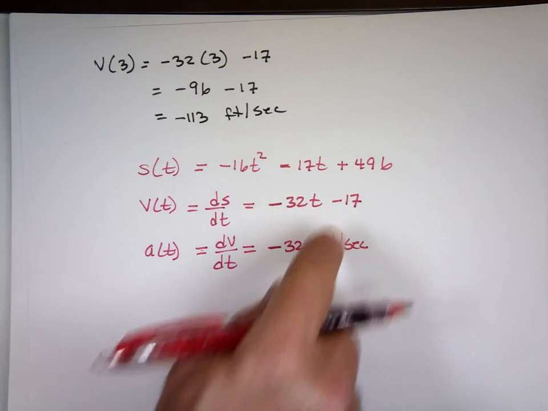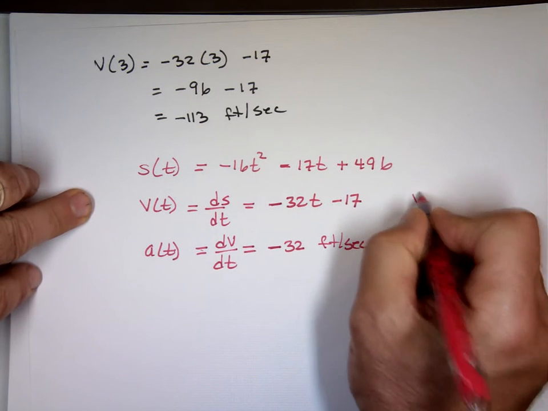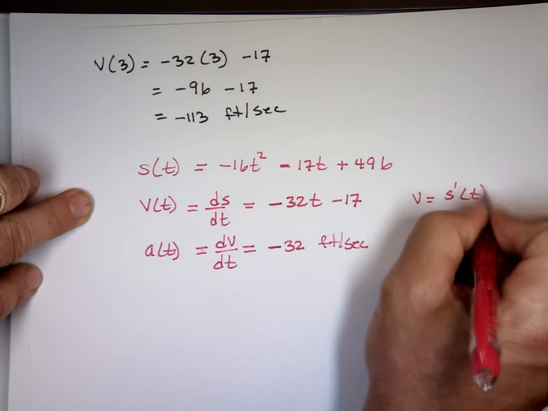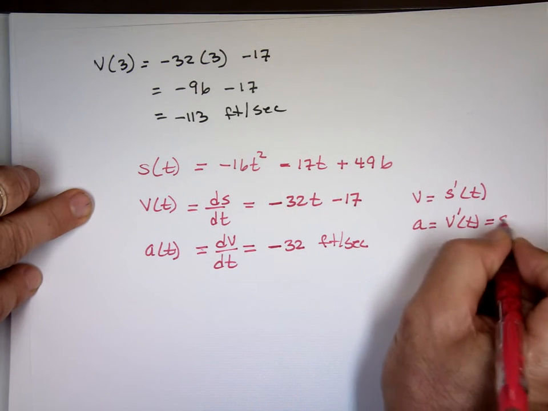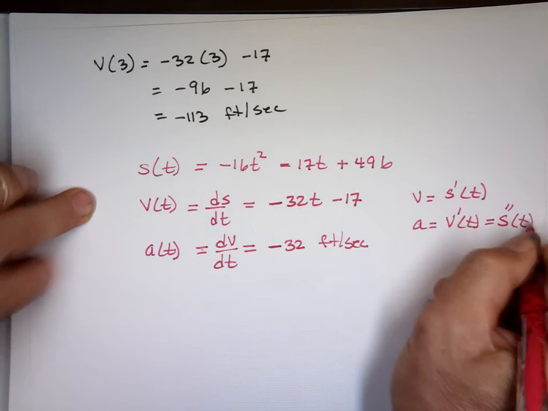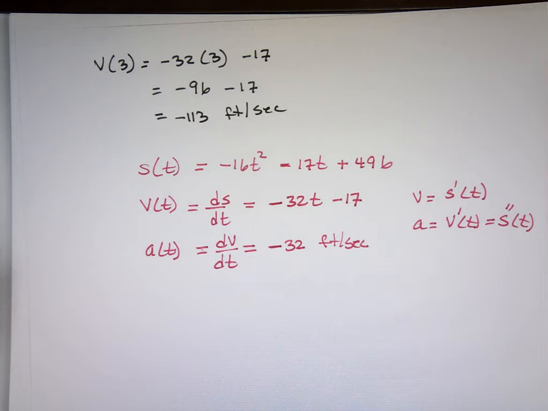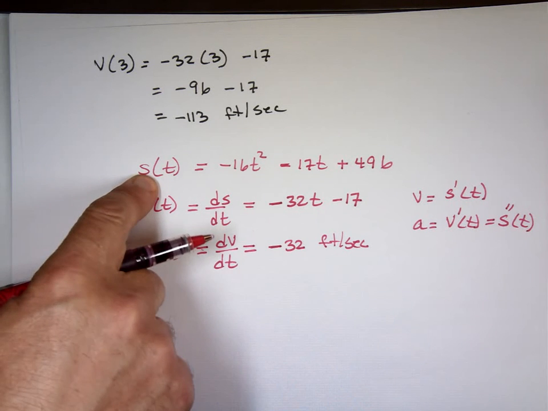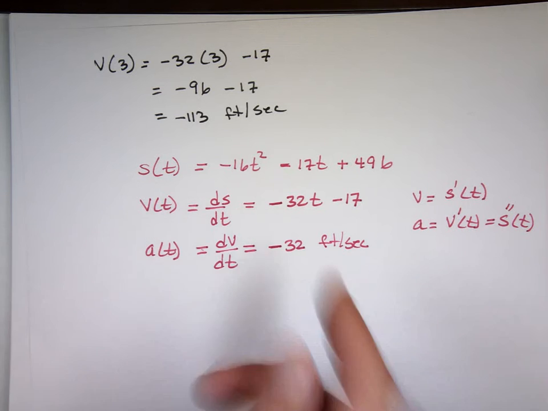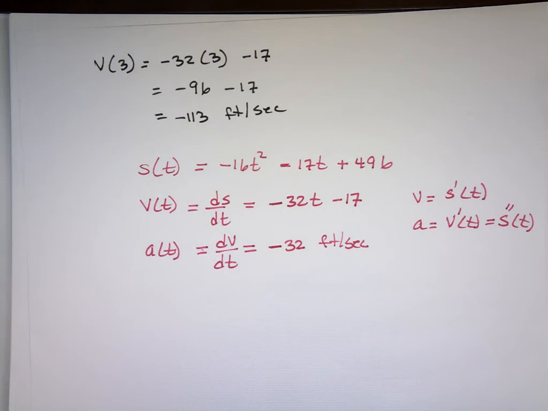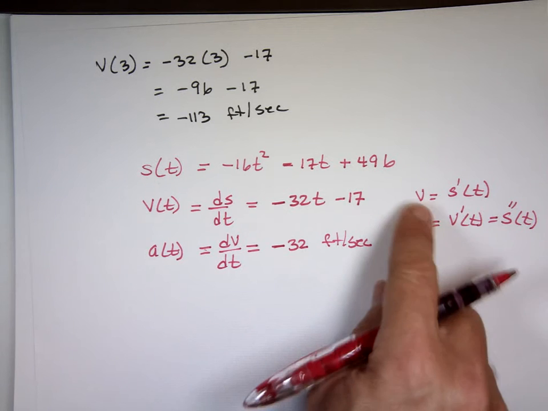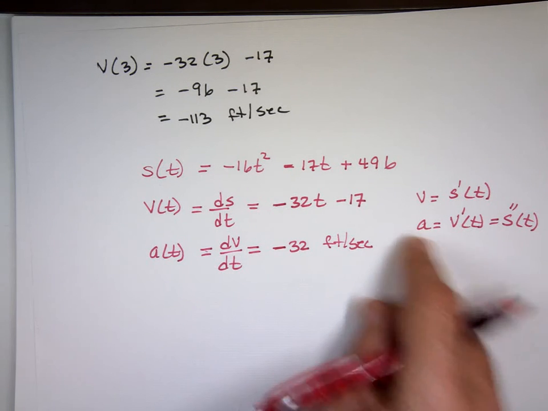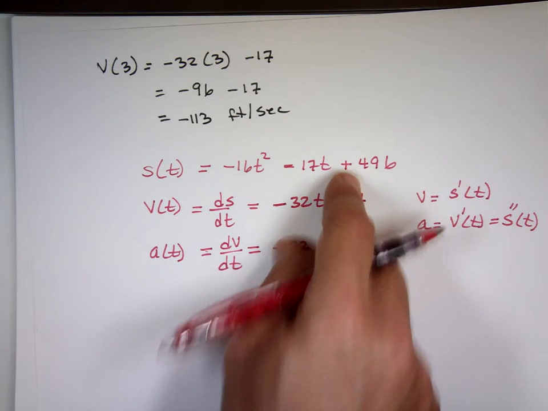So the velocity is the derivative of the distance. The acceleration is the derivative of the velocity, or we call that the second derivative. That's coming up, higher order derivatives. You can take the second and the third derivative. The first derivative gives you the velocity, and the derivative of the derivative, which is really the second derivative, is your acceleration. You'll hear that a lot in physics. Velocity is the derivative of the distance. Acceleration is the second derivative of the distance or the height, or the derivative of the velocity.